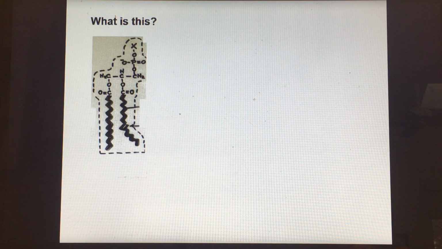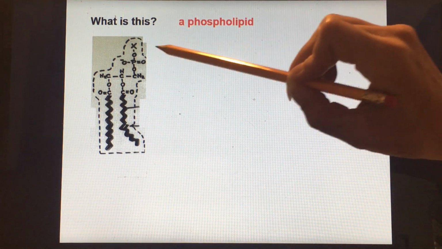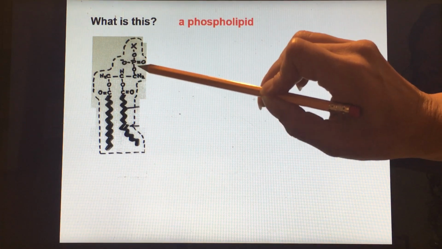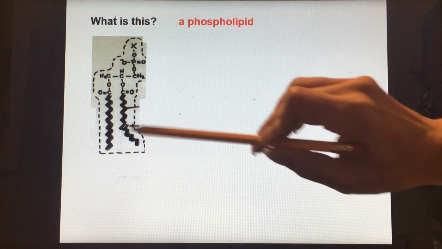So this is a phospholipid, and you can tell because it has a phosphate group, a glycerol, and our 2 fatty acid tails.